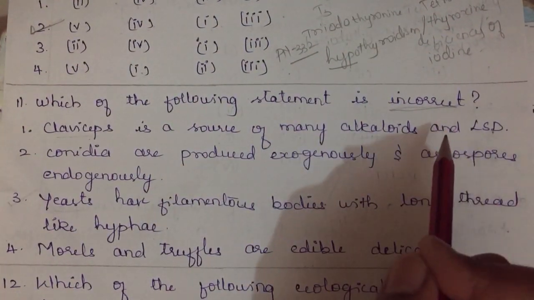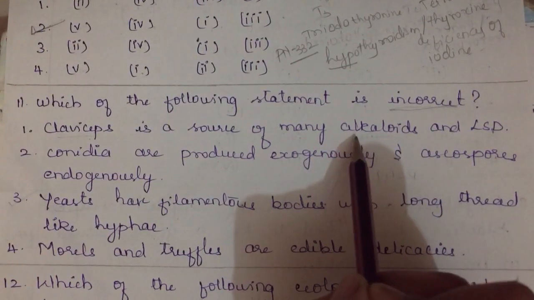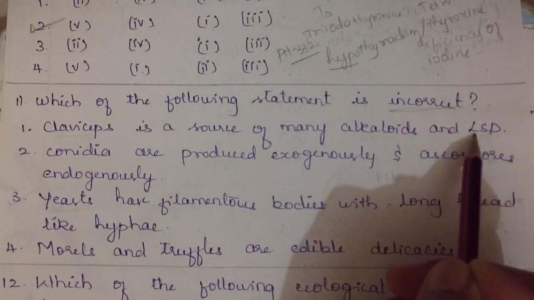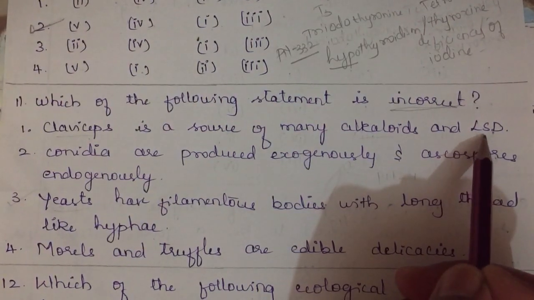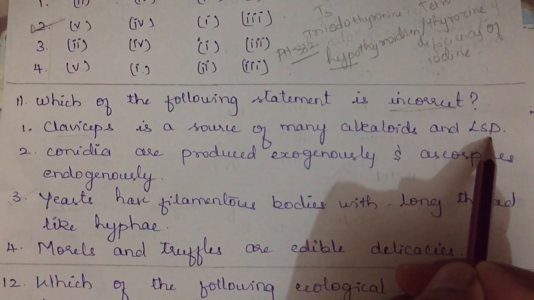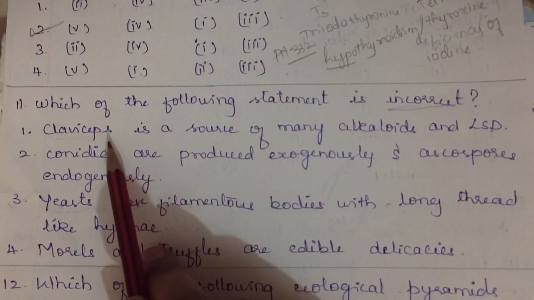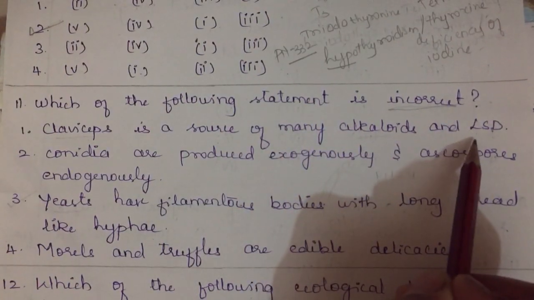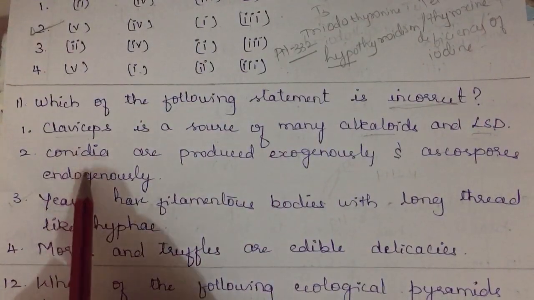If you remember, second year students who have already written the exam, who have crossed the syllabus, might know that LSD is produced by Claviceps. Okay, LSD is what? Lysergic acid diethylamide is the name of this LSD. Okay, so this is a correct statement, but the wrong answer. Claviceps is a source of many alkaloids and LSD. Yes, Claviceps produces alkaloids and LSD. Next, the second statement is what?